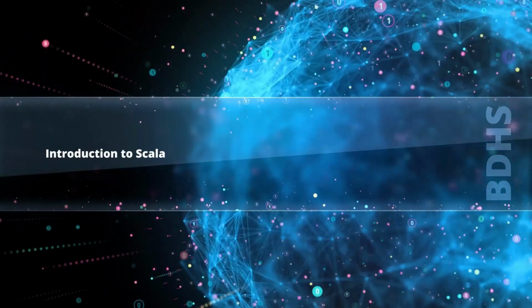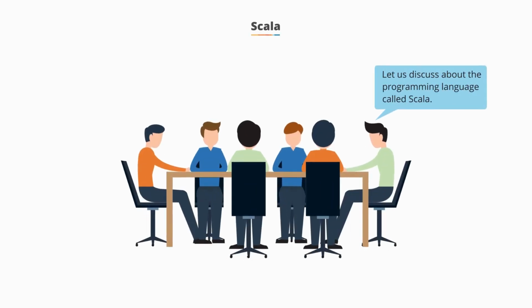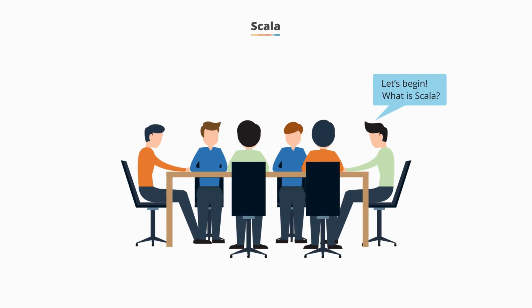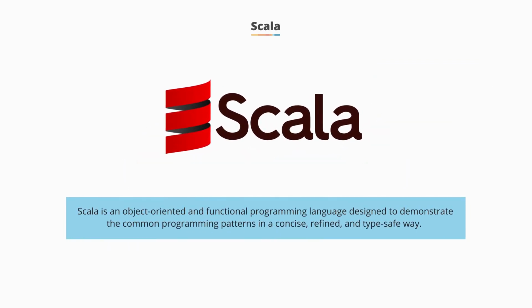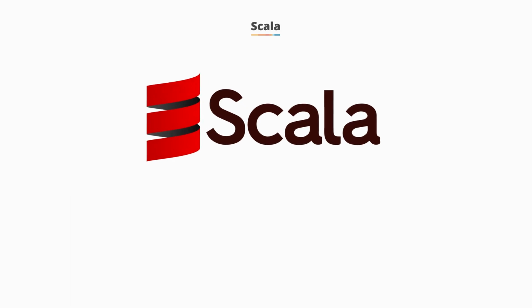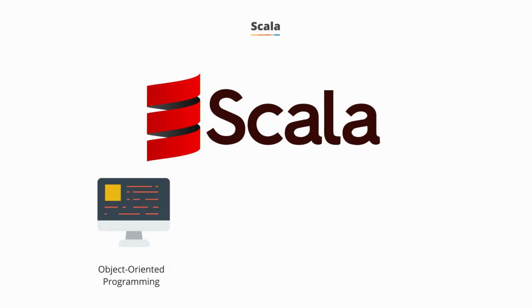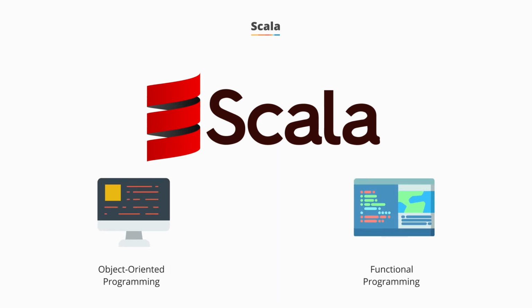Introduction to Scala. Let us discuss the programming language called Scala. Let's begin. What is Scala? Scala is an object-oriented and functional programming language designed to demonstrate the common programming patterns in a concise, refined, and type-safe way. It is basically an acronym for Scalable Language. Scala is an easy-to-learn language and supports both object-oriented programming as well as functional programming.